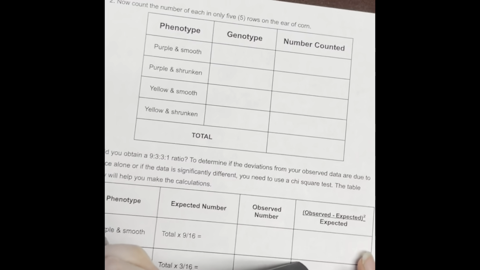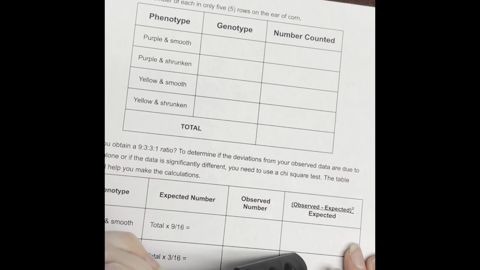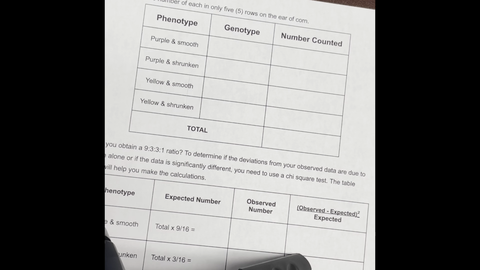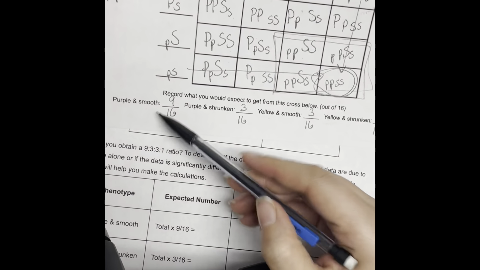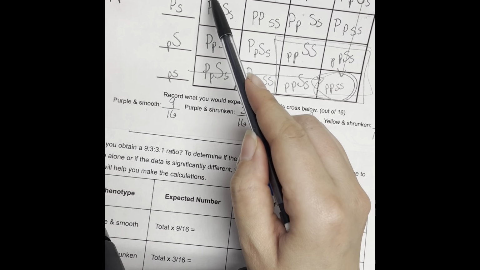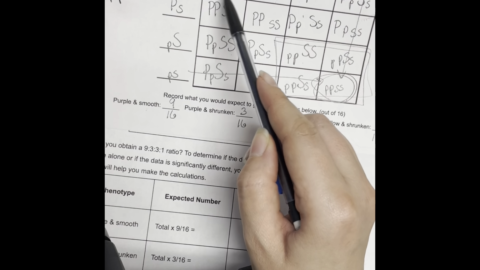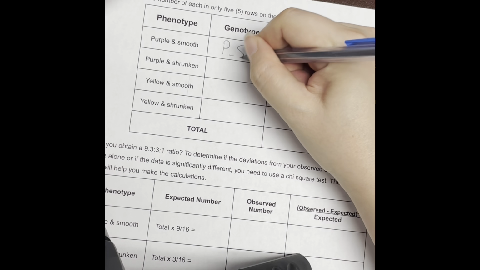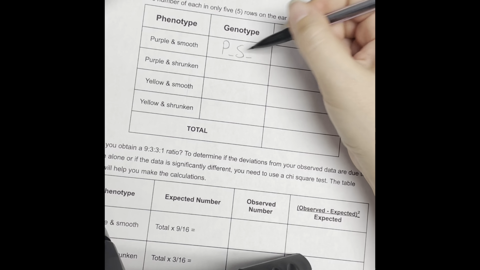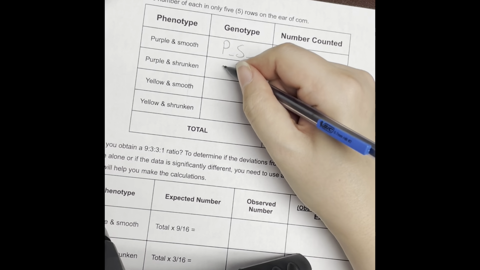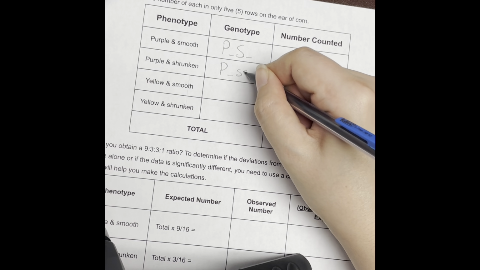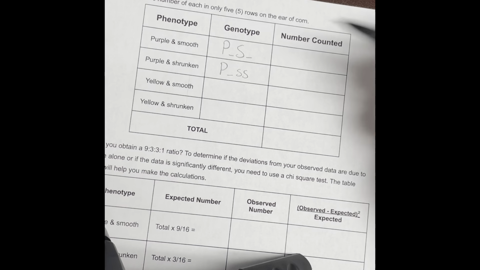On the next page, we have this chart, and it is asking us the genotype of each of these categories. So as we look at our old page, we know that purple and smooth has to have at least 1 capital of each. So my genotype at least has 1 capital P and 1 capital S. We don't know what that second one is. Next, purple, we know that it has to have at least 1 capital P, but it's shrunken, so it for sure has to have 2 lowercase s's.